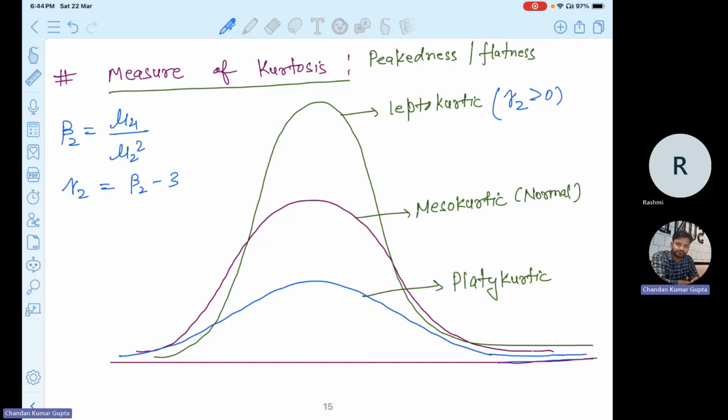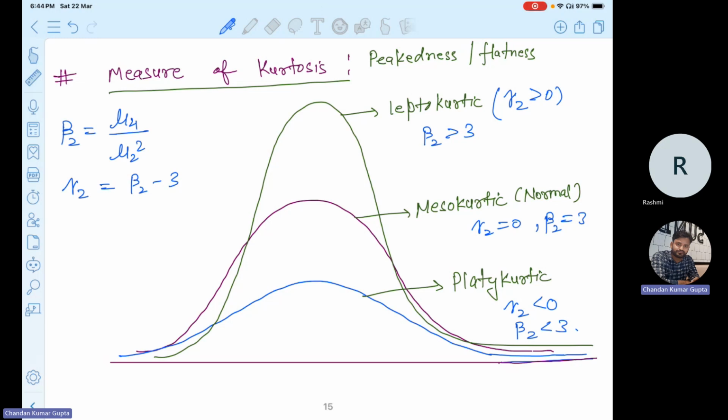For the platykurtic curve, the value of gamma 2 is less than 0. And for the mesokurtic curve, the value of gamma 2 is equal to 0. Or we can say that for the leptokurtic curve, the value of beta 2 is greater than 3; for the mesokurtic, the value of beta 2 is equal to 3; and for the platykurtic, the value of beta 2 is less than 3. Okay, so these are their usual meanings.